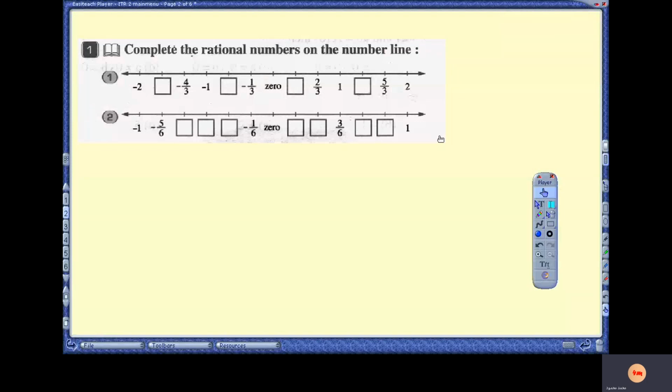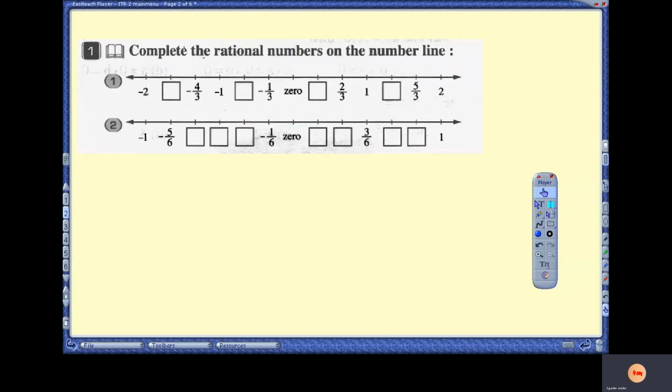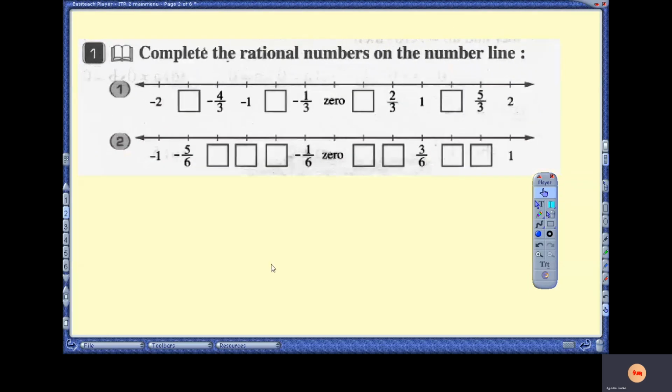We have a number line. Here we have 0 in the middle. This is the negative part, and here the positive part. Start from 0, then the distance from 0 to 1 divide into 3 equal parts. So each part will be a third.